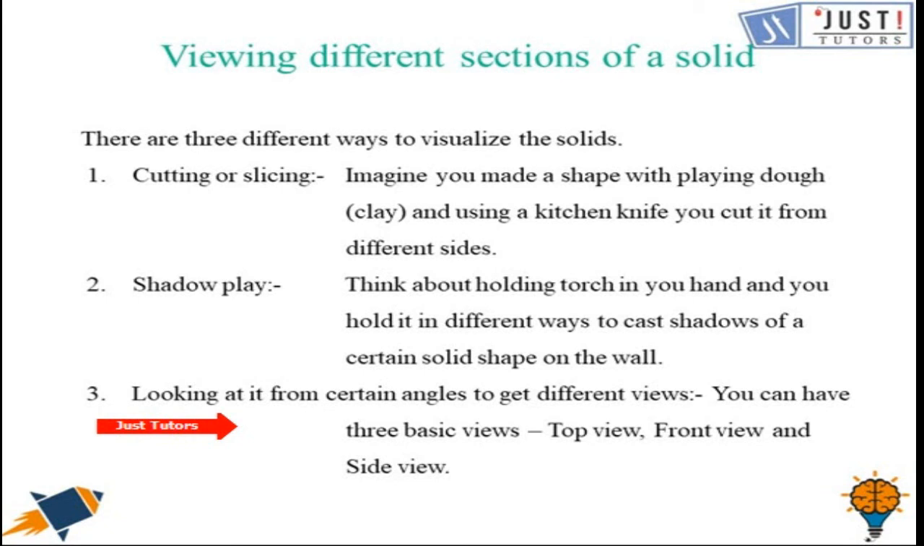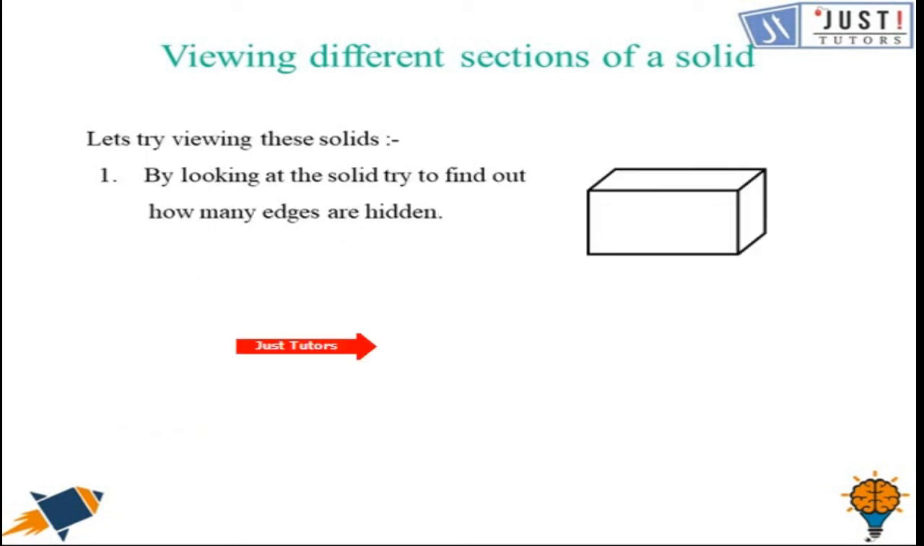Now let's move forward, and here is a quick question for you. By looking at the solid, we'll try to find out how many edges are hidden. These three edges were hidden in the shape, and the total number of edges in a cuboid is 12.